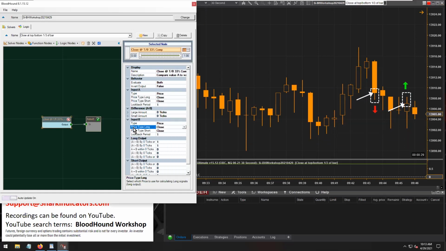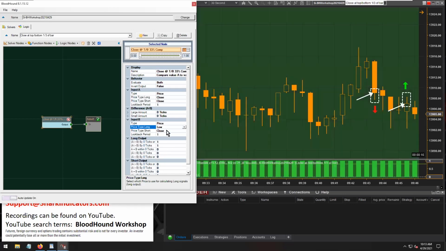However, when we do our input B for a long signal, we're actually going to compare it to the low price. And for the short signal, the short signal is when the close is near the bottom third, but we're going to compare the close of the bar to the high to generate a short signal.